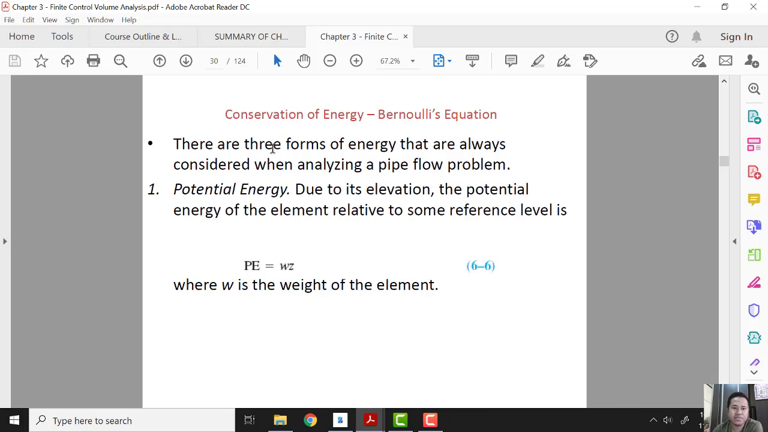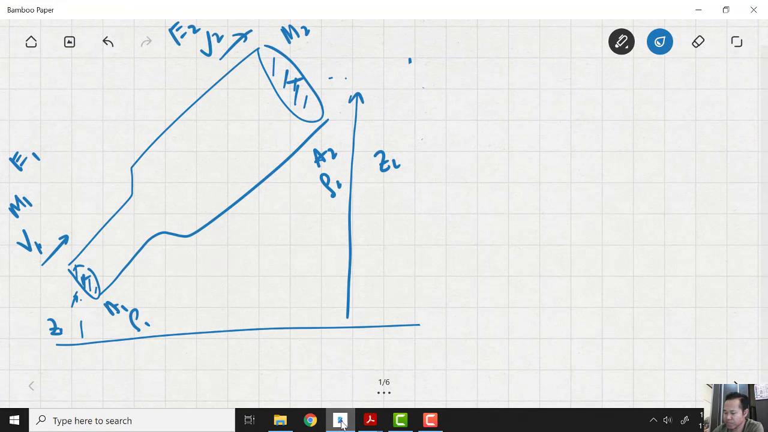There are three forms of energy that are always considered when analyzing a flow in pipe problem. The first one is potential energy. Due to its elevation, potential energy is the energy of an element relative to the reference level, PE. For example, we have point 1 with elevation 1, Z1.